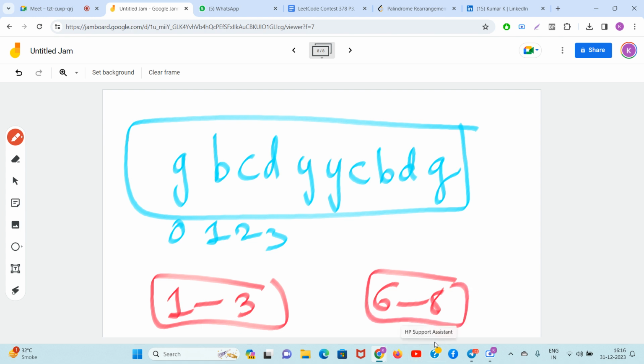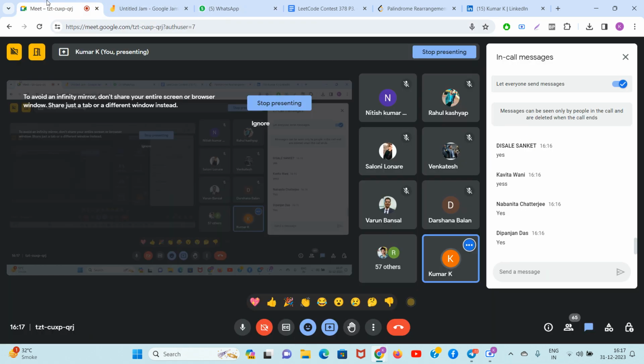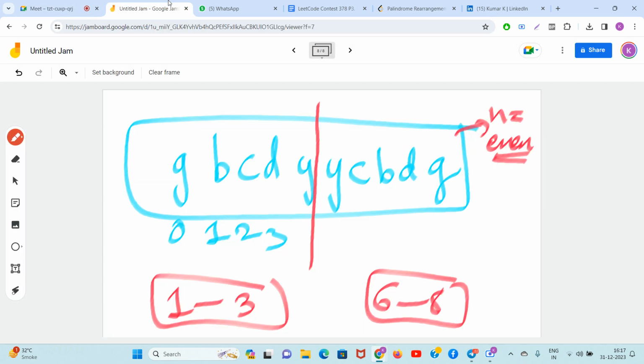They will always give you q queries. The length of the string will be even. One query will be from the left hand side and another will be on the right hand side. So if you try to divide this string in half, the first query is this one, 1 to 3. Another query is this one, 6 to 8.